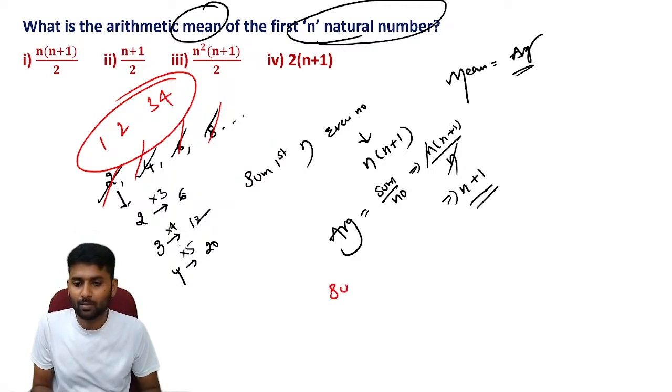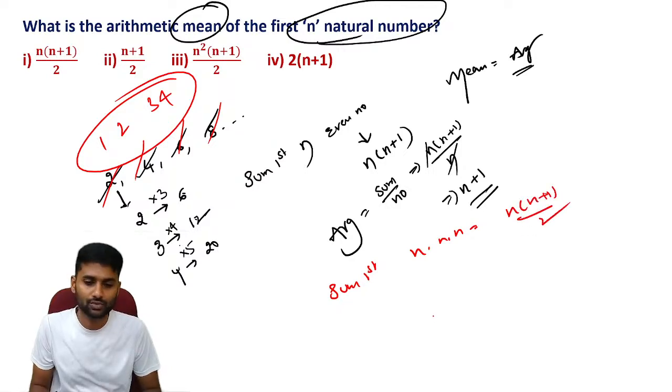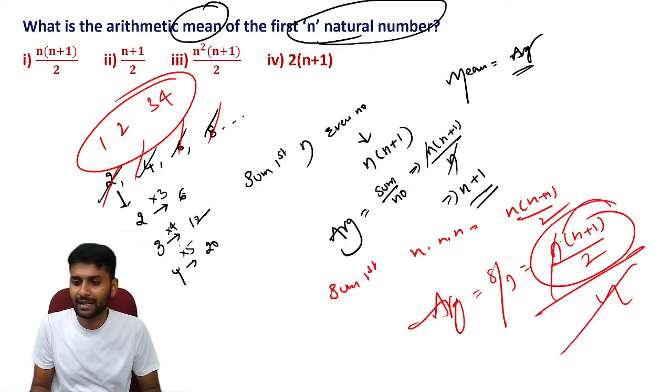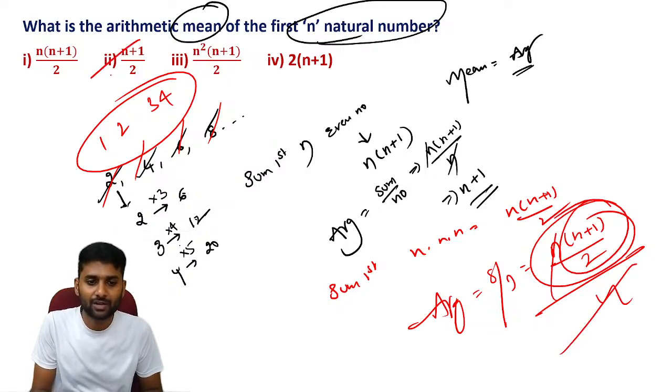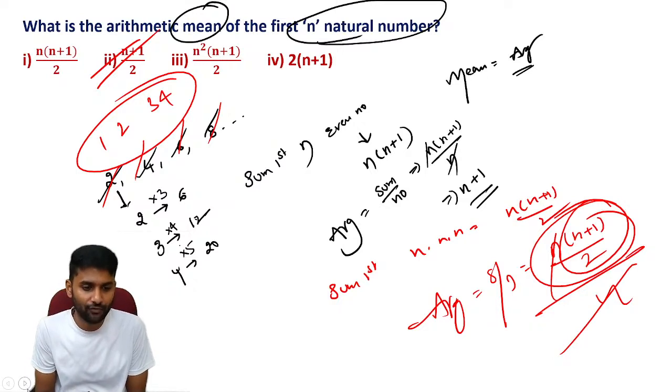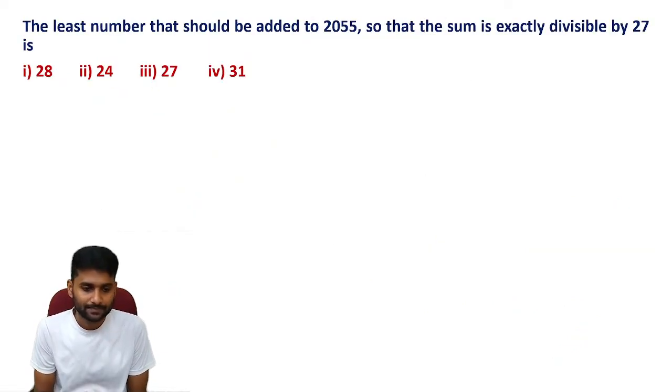See, what is the sum of first n natural numbers? n into n plus 1 divided by 2. Now, what about average? Average is all about sum by number. Then n into n plus 1 divided by 2 and divided by n. n cancels. Here the average value becomes n plus 1 divided by 2. So in this way you will get the formulas. So try to solve this question.